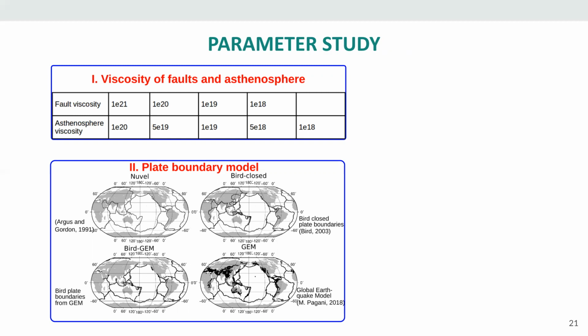The lower the asthenosphere viscosity, the more easily the plate can slide over the asthenosphere. We choose several values of both fault viscosity and asthenosphere viscosity to do our parameter study. We want to find a model that gives us a velocity configuration that is most similar to the observed GPS data.